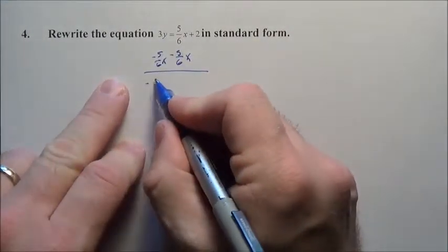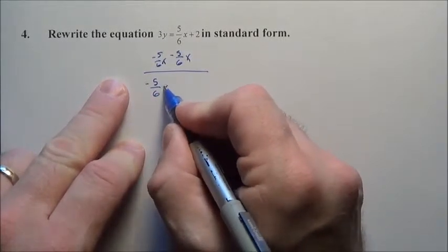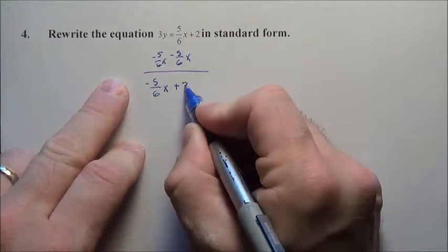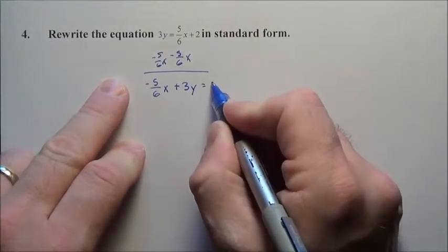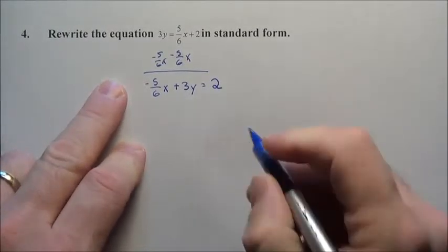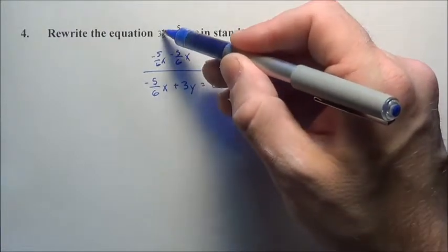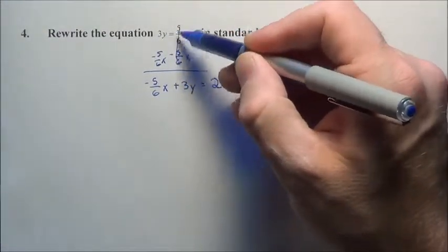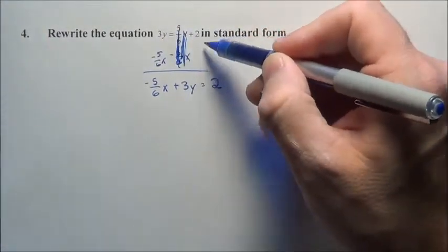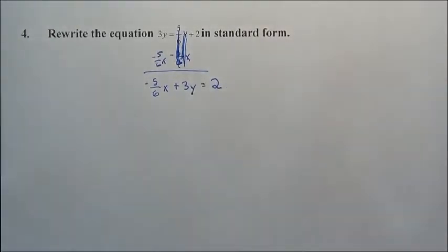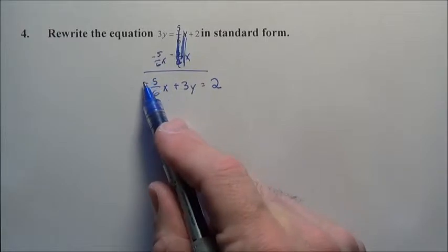So over here, I'm going to get negative 5/6x plus 3y equals 2. Okay. All I did is I subtracted. I put my x out front, then there was the 3y, and this went away, so I was left with just the number 2.